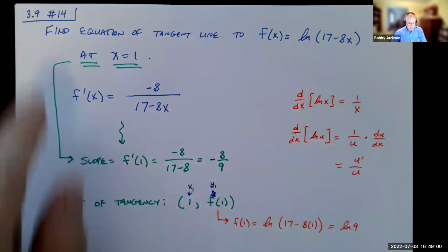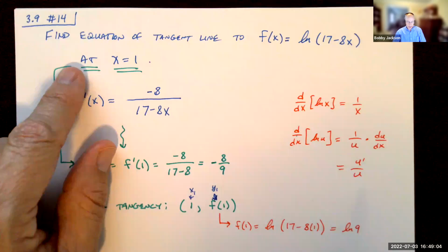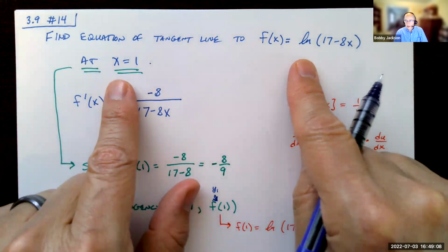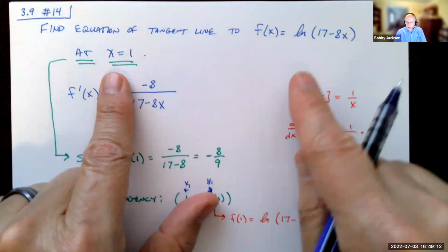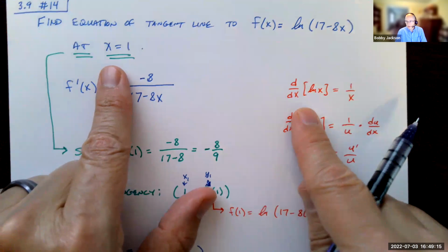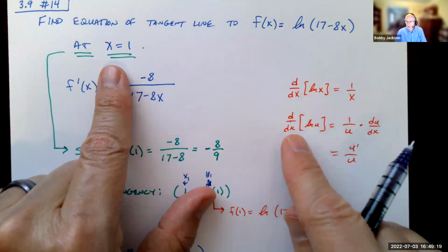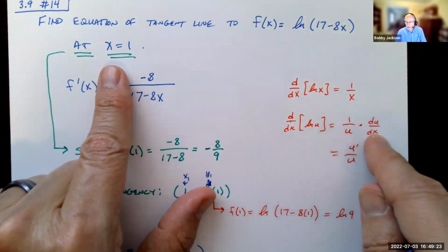All right, let's look at number 14 in section 3.9. We're to find the equation of the tangent line to this function at x equals 1. This function involves the natural log function, so we do need to be familiar with the derivative of the natural log function, or the more generalized chain rule: the derivative with respect to x of the natural log of u would be 1 over u times the derivative of the inner function.